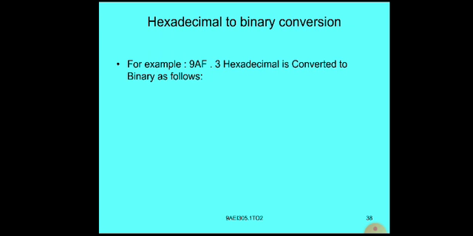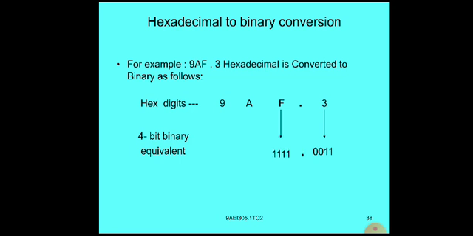Let us take the conversion process, hexadecimal to binary. For each hexadecimal digit you have to write its equivalent binary value. Already we have discussed the table, and not only the table, you have to remember that table, that's all. Practice it. For example, 9AF.3: write the binary equivalent like this. For 3, 0011.